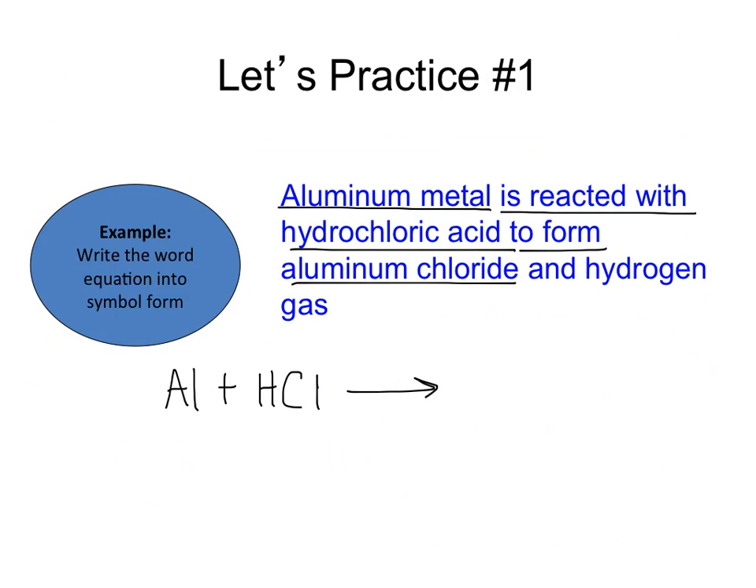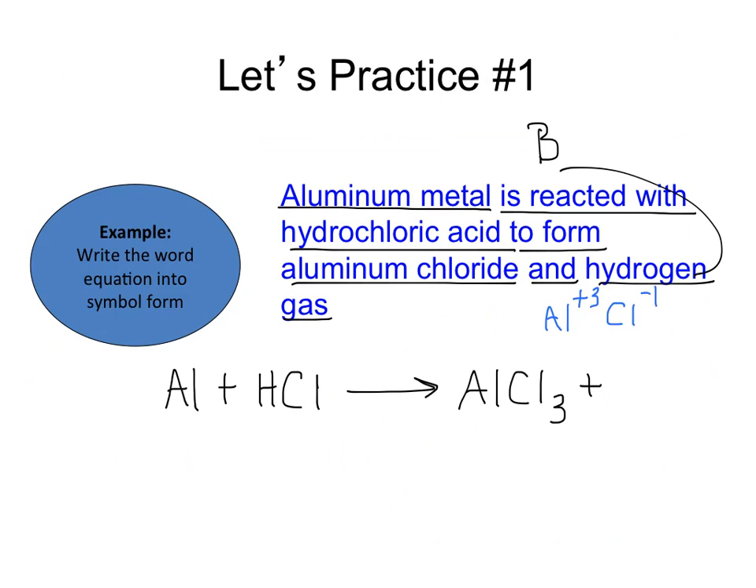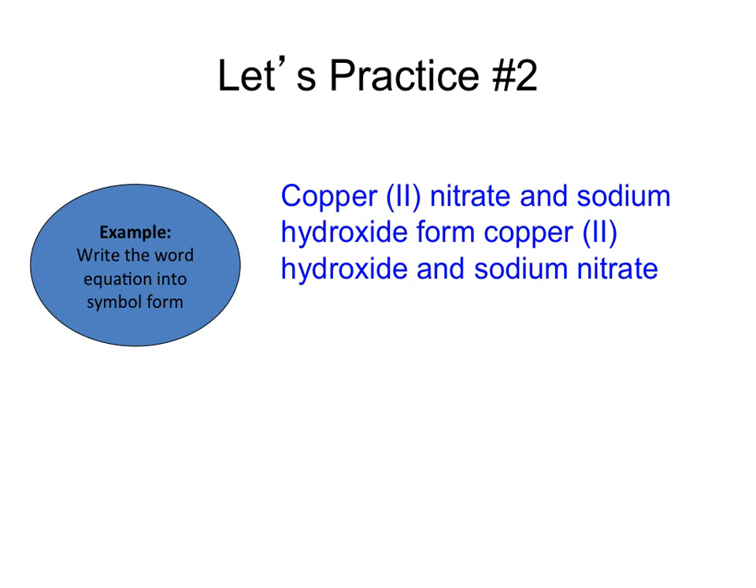Now aluminum chloride is an ionic compound, so I'm going to do my symbols of Al plus 3, and chloride is Cl minus 1, and that provides a chemical formula of AlCl3 when neutralized. We've got the "and," which is the plus, and then hydrogen gas. Remember that hydrogen is part of Brinkelhoff, so it's one of the elements that, when by themselves, get a subscript of 2. It's a diatomic element.